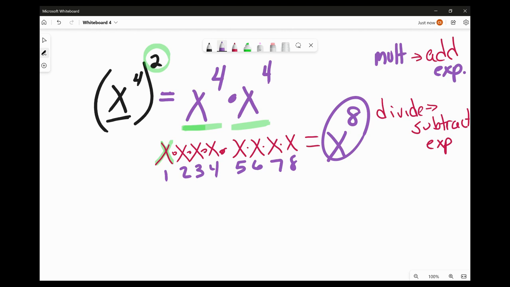Now, power to a power, that's when you have, notice I have one base, but the power, this is important right here. I have power to a power right here being raised to another power. Nothing in between them. That's power to a power. And when you have power to a power, you could follow the rule. It's just multiply the powers.